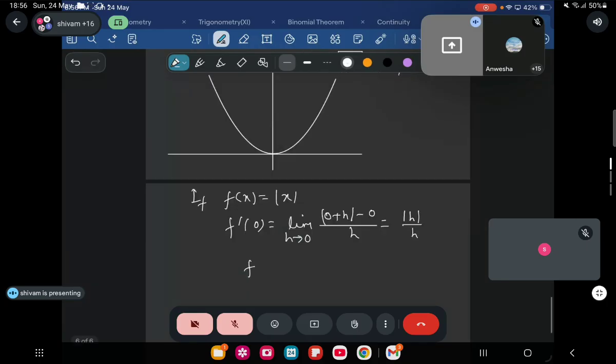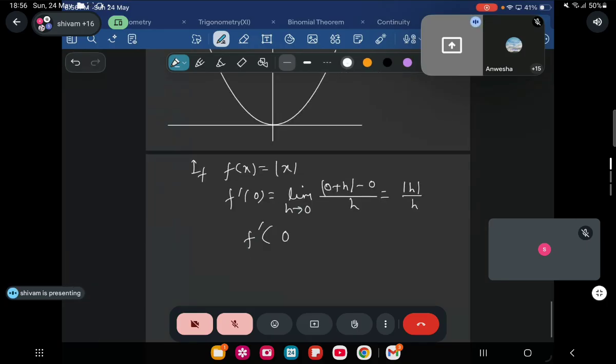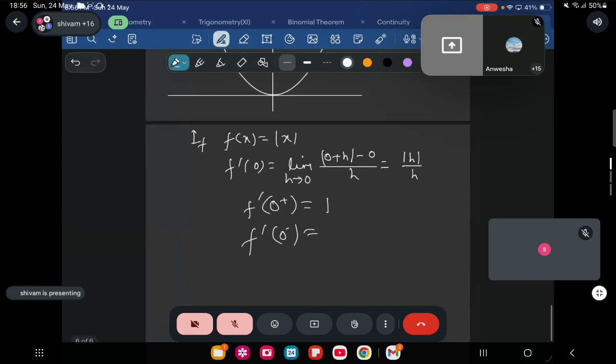So what is f dash at 0 plus? f dash at 0 plus will be equal to 1. Right? And what is f dash at 0 minus? It is minus 1. Why? Because h is negative, so mod h will open with a negative sign, so it will become minus 1.